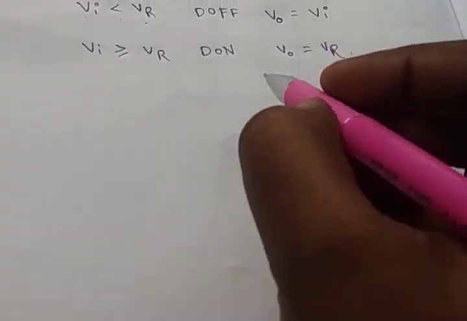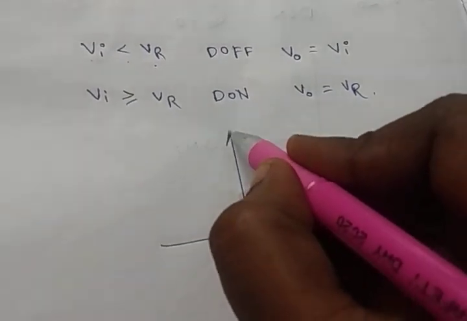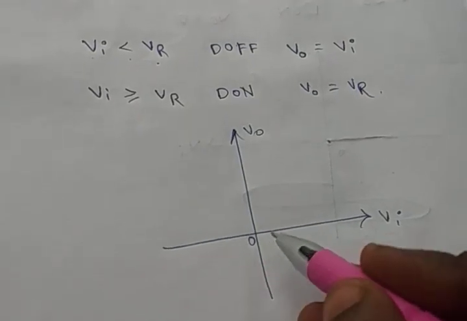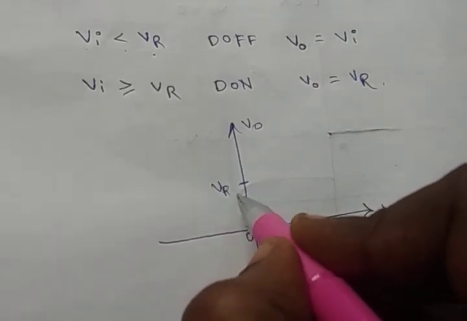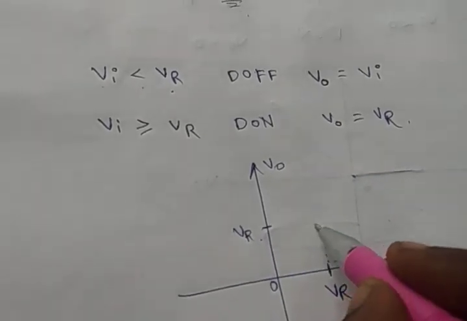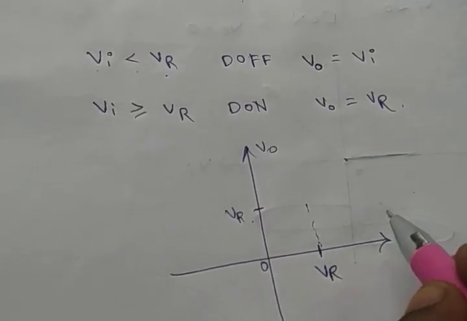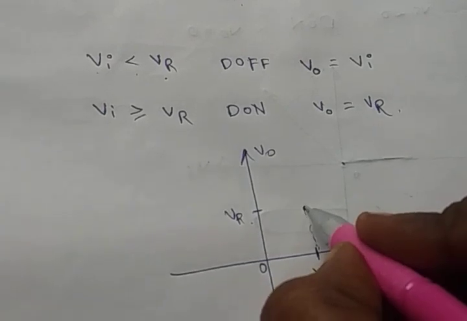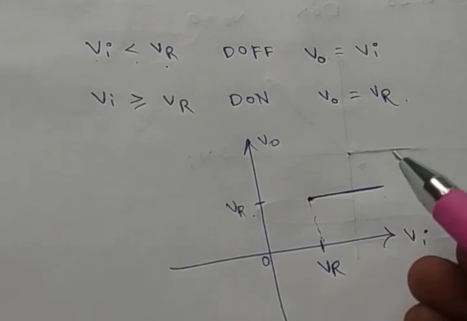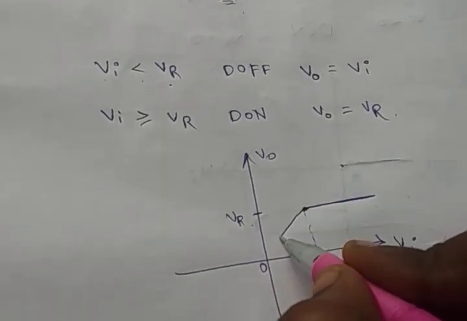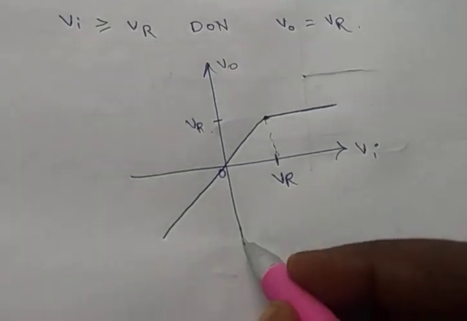Now let's see the transfer characteristics. So this is Vi and V0 and 0. So let's set VR here. This is our reference voltage. So for greater values of VR, the output should be equal to VR. It is a DC line. For lesser values of VR, the output should be equal to Vi.